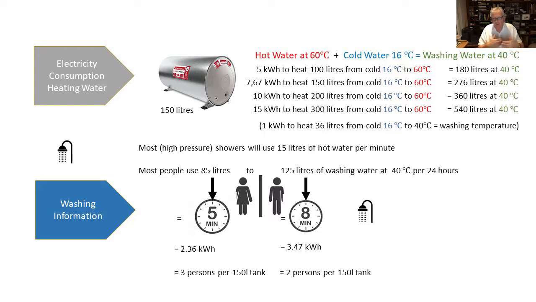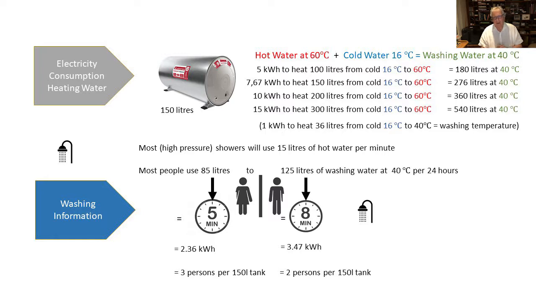And the same formula works whether it is 5 kilowatts or 10 kilowatts for 200 litres or 15 kilowatts for 300 litres. So you can actually calculate not only the amount of electricity, but the amount of water. And that's a good starting point. But you actually then need to say, what does that mean?